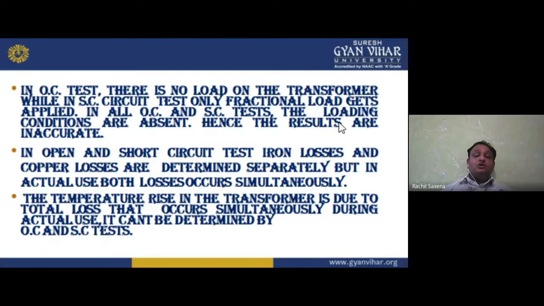In open and short circuit tests, iron losses and copper losses are determined separately, but in actual use, both losses occur simultaneously. When copper loss is there, then we can say magnetic loss is there. But in the open circuit test we find the losses separately, though actually they take place simultaneously. So the temperature rise in a transformer is due to the total loss that occurs simultaneously during actual use. It cannot be determined by the OC and SC tests. These are the losses, copper loss and core loss. I hope you understand.